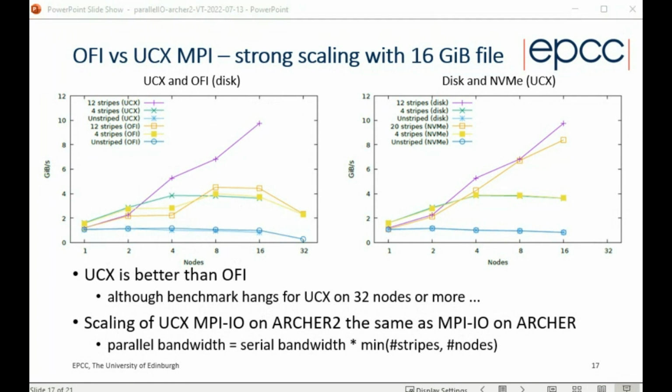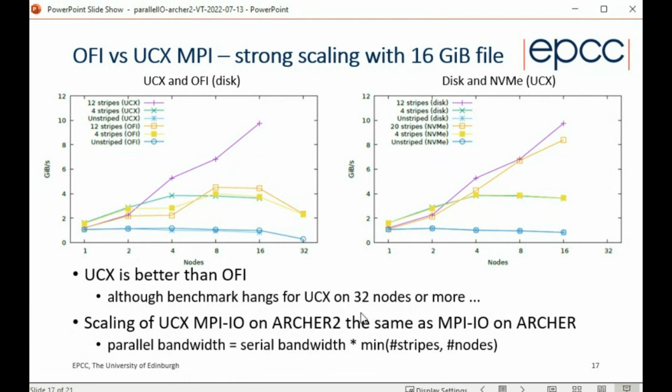Now the numbers all make sense: we get about 1 gigabyte per second per node, because we only have 1 writer, unfortunately, and we have 12 nodes, so that's 12 gigabytes per second. With a bit of overhead, it's of order 10. A ballpark figure is that parallel bandwidth is serial bandwidth, 1 gigabyte per second, times the minimum of the number of stripes and the number of nodes. That's what you see here.